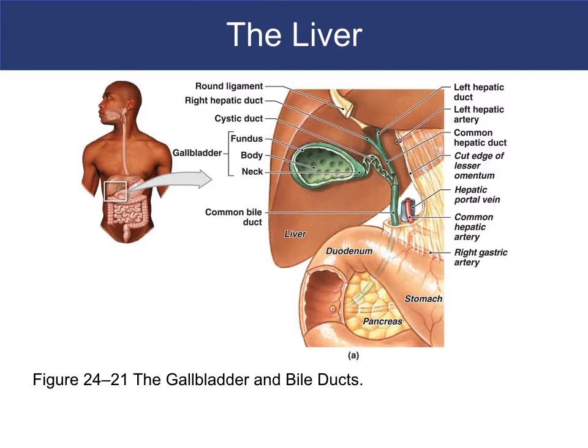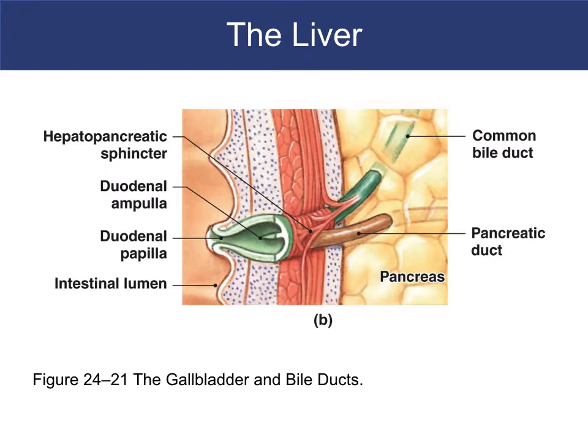Remember, here's the portal vein coming into the liver, the hepatic portal vein, and the common hepatic artery carrying the arterial blood up to the liver as well. I'm going to stop right here at the gallbladder. We'll talk about gallbladder disease first thing tomorrow. Okay?